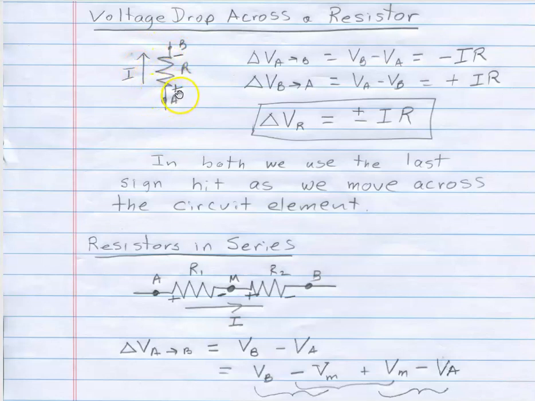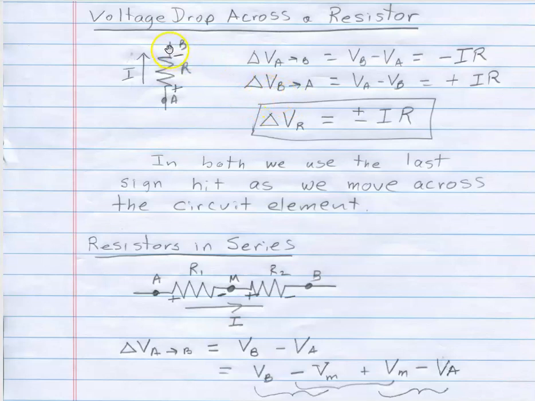Current naturally goes from positive to negative. It goes from high potential to low potential. Remember, they're like positive charges. It's moving, and the positive charges like to go to low potential. So delta V as I go from A to B is the final minus the initial. That's what we mean by the delta. And again, as I go across it, I know that the voltage drop is I times R, and I choose the last sign that's hit, and if I'm going from A to B, I get a minus. If I'm going the other direction, that's in the opposite direction of the current flow.